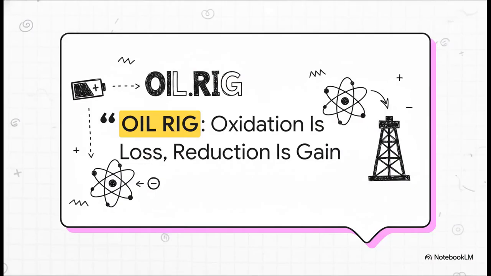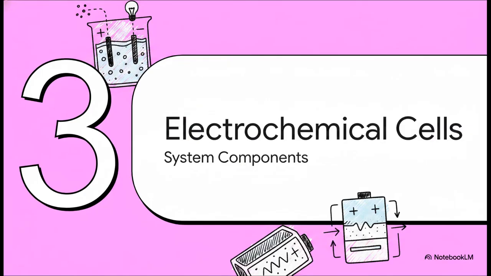Now, if there is one thing you lock into your memory today, let it be this classic shortcut: OIL RIG. Oxidation is loss, reduction is gain. Seriously, write that down. If you keep OIL RIG in mind, you will literally never mix up these two foundational processes on a test.